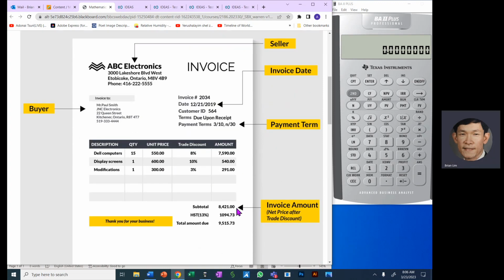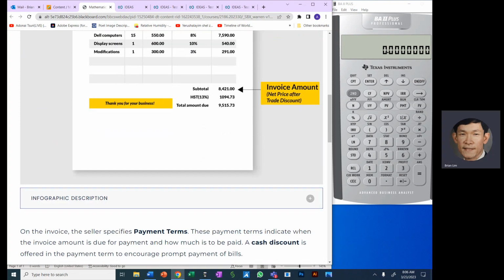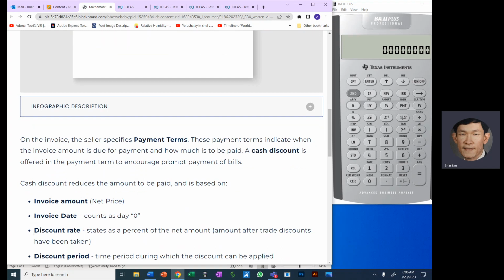And of course, we have the invoice amount, $8,421. So net price after trade discount, which we just did. So this is the price after the trade discount. And then add the HST, and there comes the total amount due, $9,515.73. All right, so let's go on.